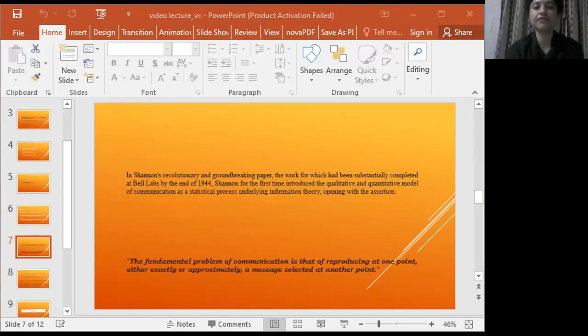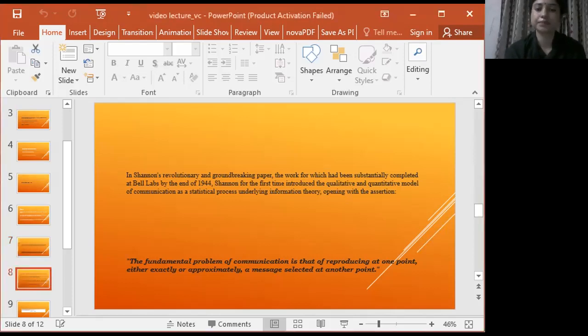In Shannon's revolutionary and groundbreaking paper, the work for which was substantially completed at Bell Labs by the end of 1944, Shannon for the first time introduced a quantitative and qualitative model of communication as a statistical process. And the assertion is that the fundamental problem of communication is that of reproducing at one point, either exactly or approximately, a message selected at another point.